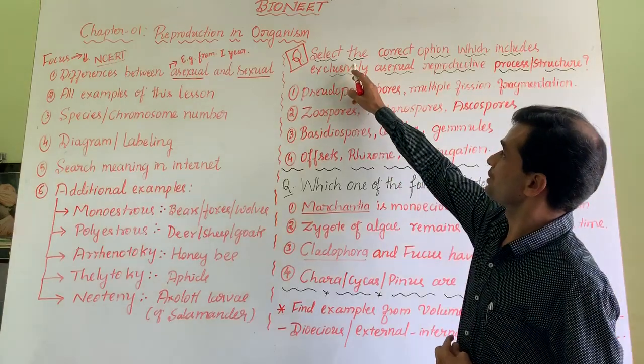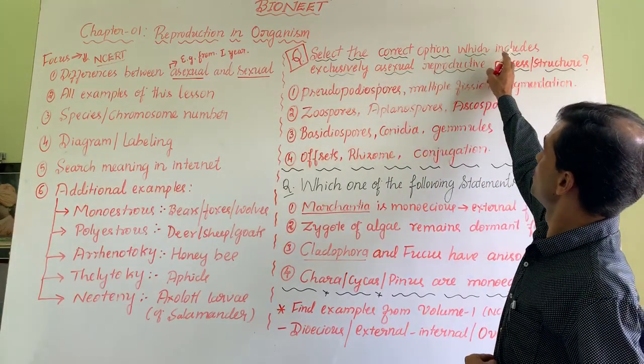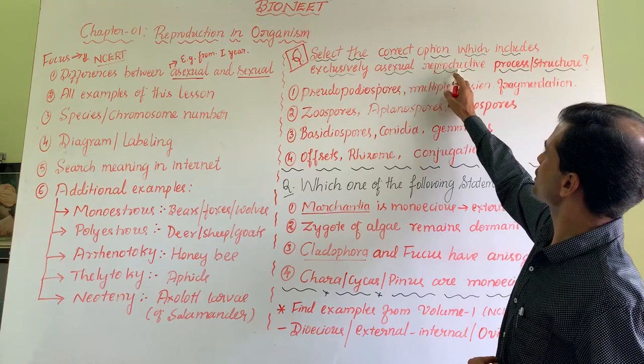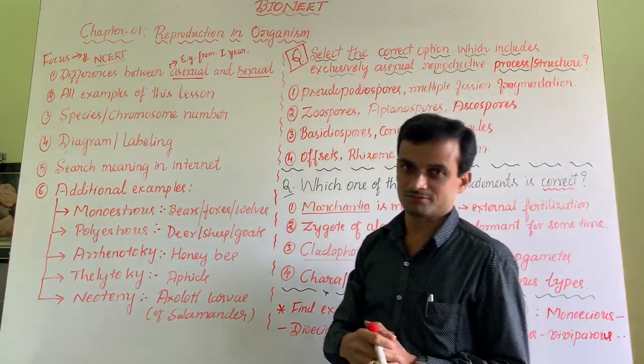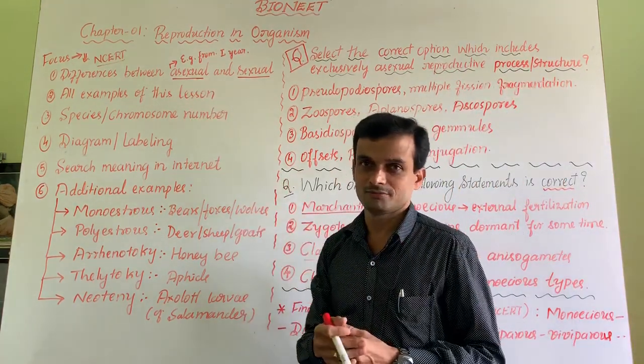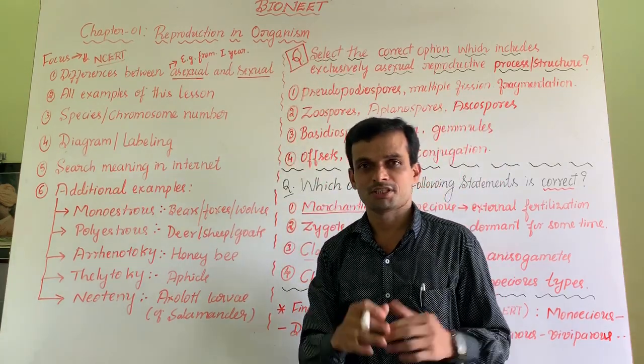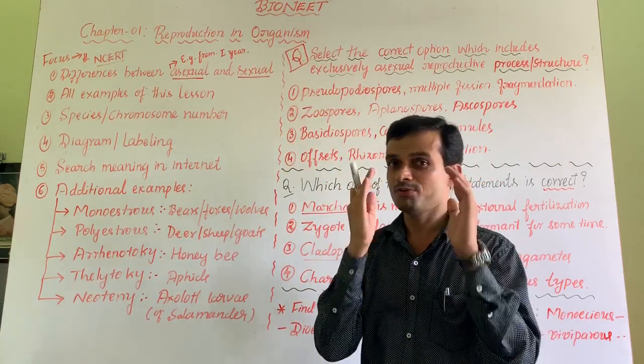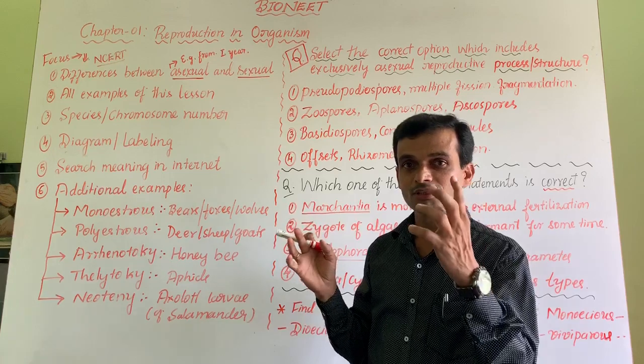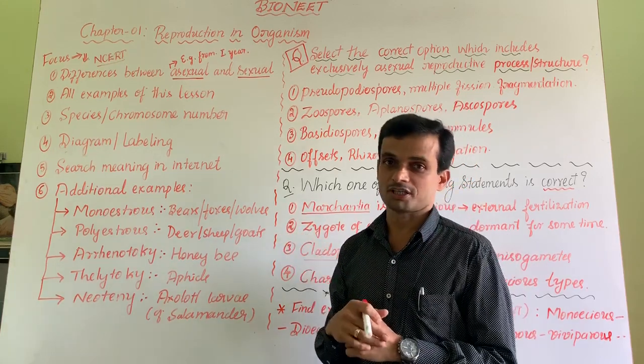See, this is one question. Select the correct option which includes exclusively asexual reproductive process or structure. That's what I said in the beginning. Reproduction in organisms can be asexual or sexual. So how do we identify that? I got some of the examples from the first year textbook also.